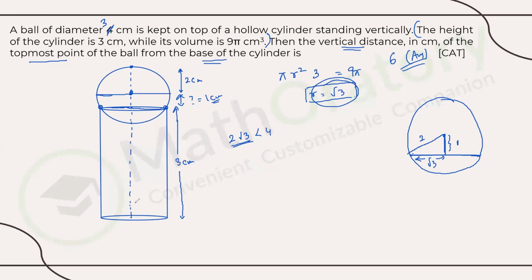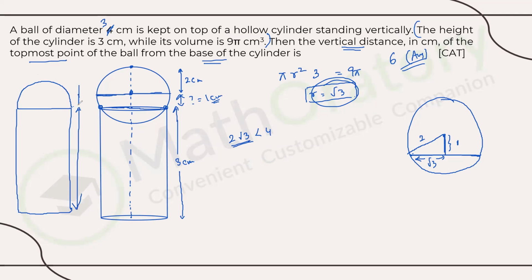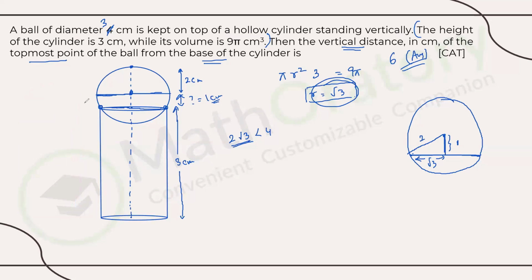So had this ball's diameter been equal to the diameter of the top of the cylinder, then also it is very easy because this particular point would have coincided here, right? Let me just draw a rough one. So there would be a sort of a semicircle on top of a cylinder, isn't it? Something like this would have happened, right? Then it would simply be the height of the cylinder plus the radius of the ball, and that's it.